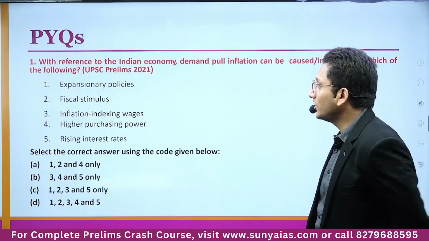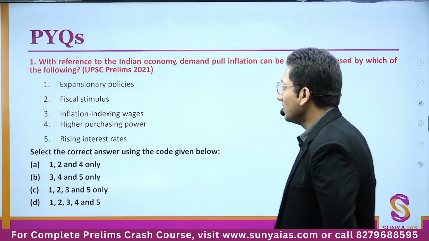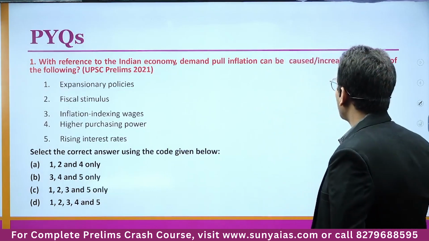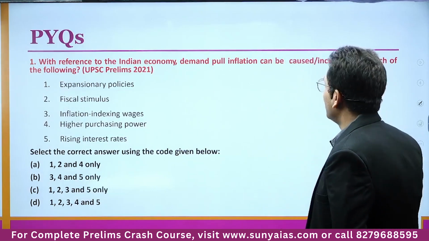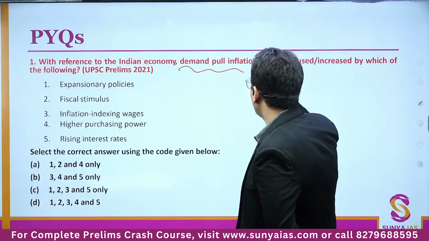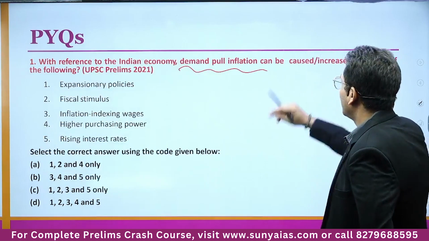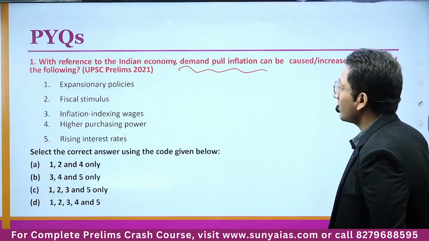Chalo, ab PYQ bhi dekh lete hain jaldi se. The first one is, with reference to the Indian economy, demand pull inflation can be caused or increased. So, yahan pe humse sabse first of all, demand pull inflation ki baat ki ja rahi hai. Okay, demand pull inflation can be caused or increased by which of the following?